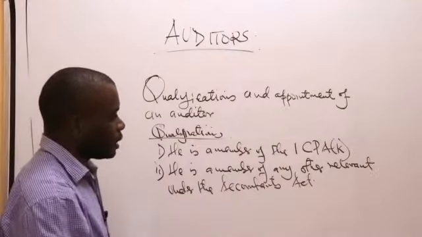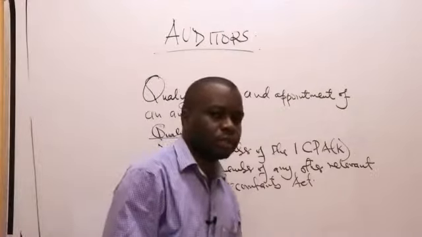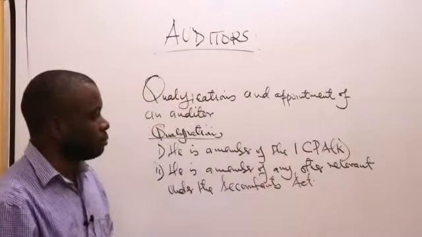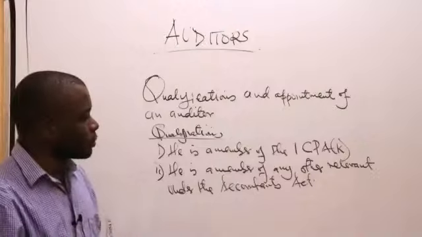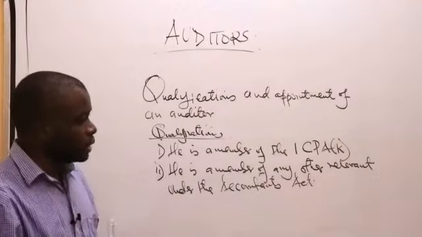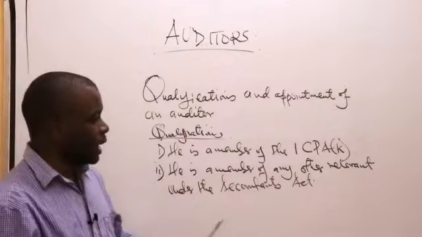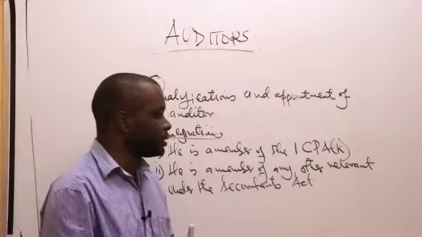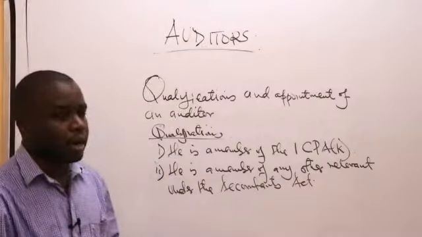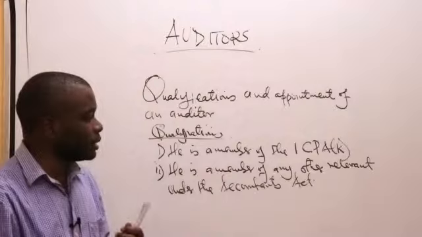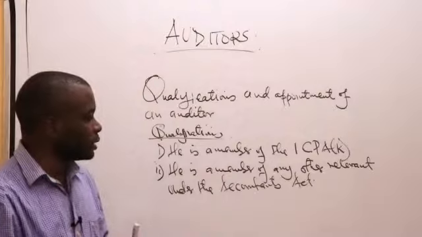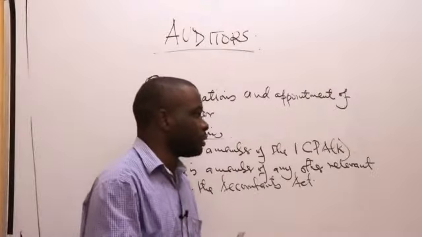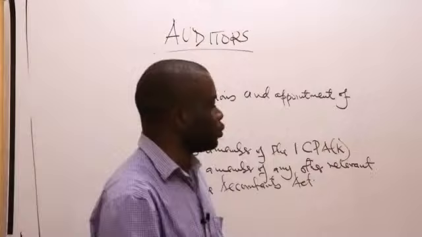It is mandatory for any person being appointed as an auditor of a company to be a member of this body, the Institute of Certified Public Accountants of Kenya. So how do you become a member? You must have done the CPA exam up to final level. Then you can be admitted as a member. If you practice for a certain period of time, you'll be certified to provide auditing services to any person.